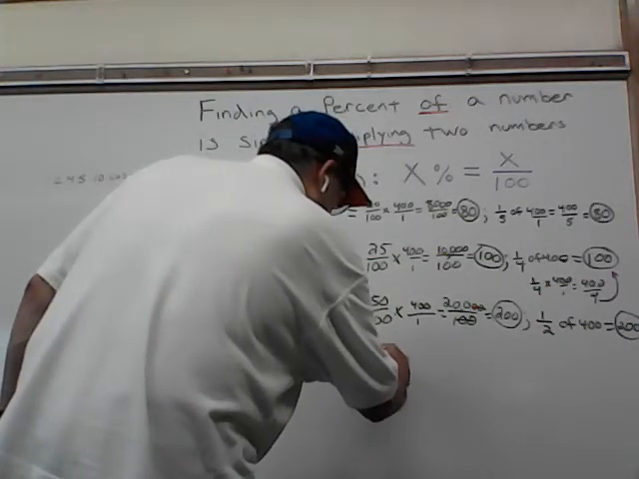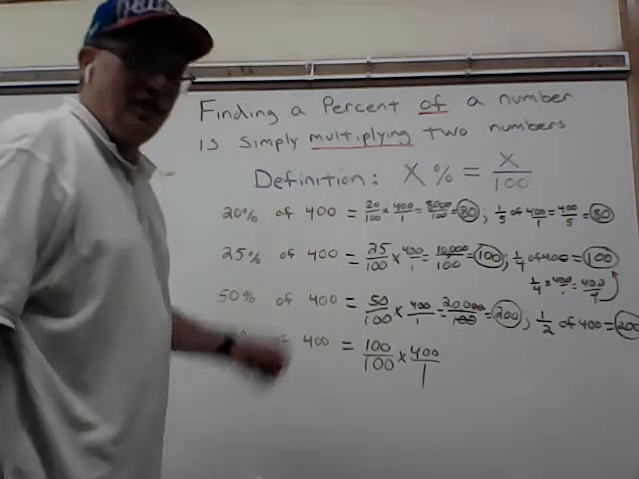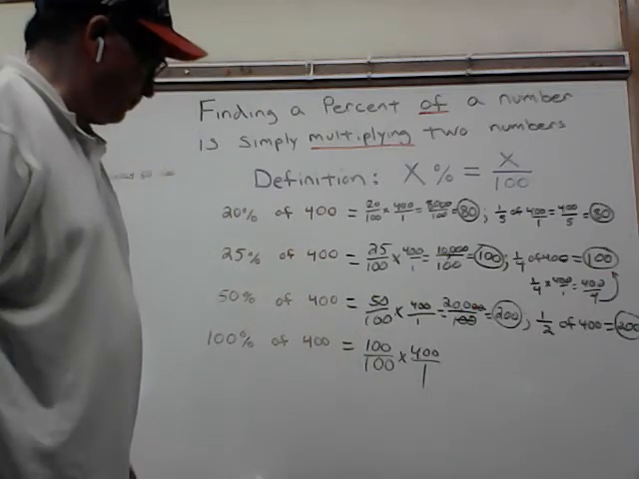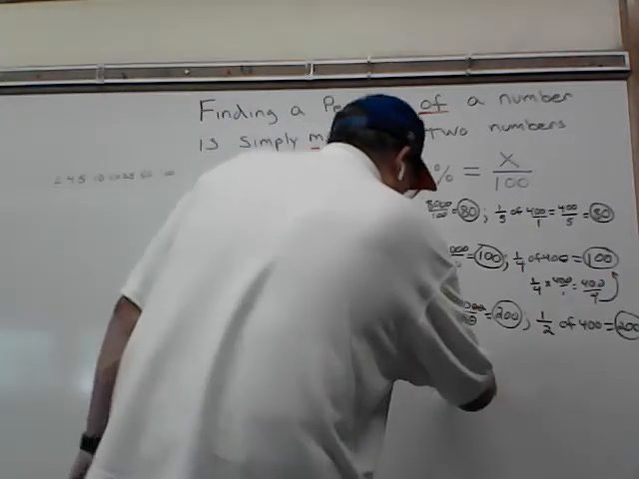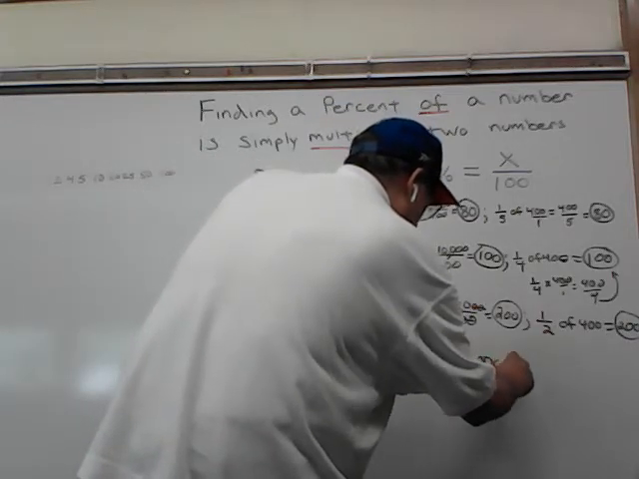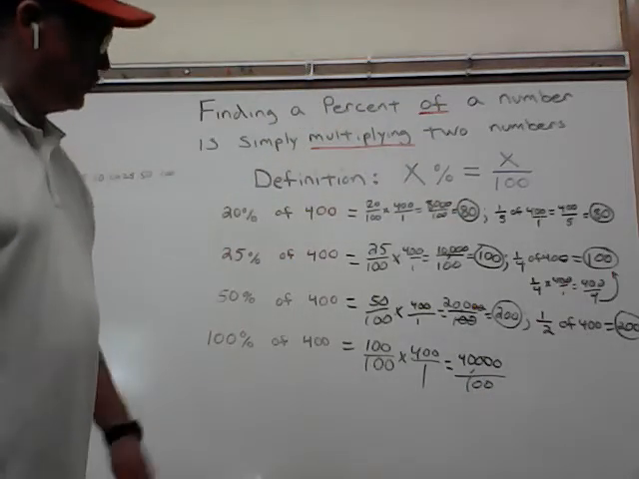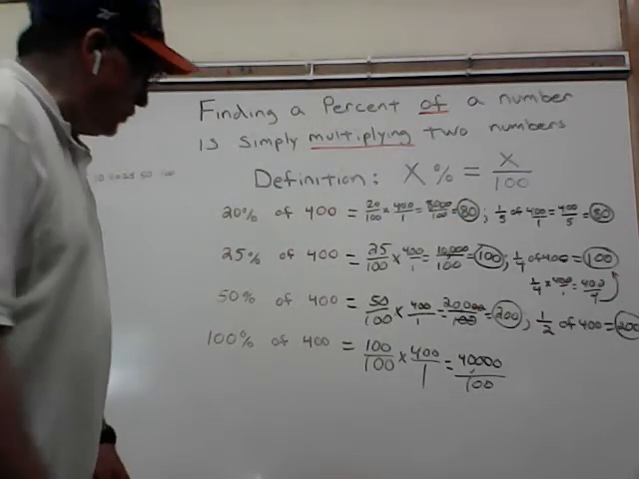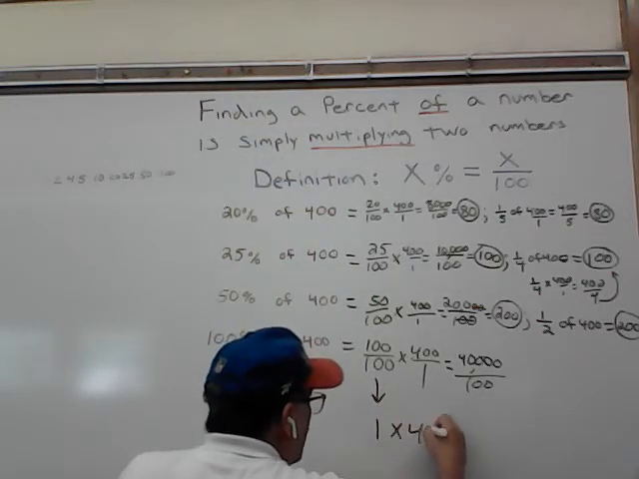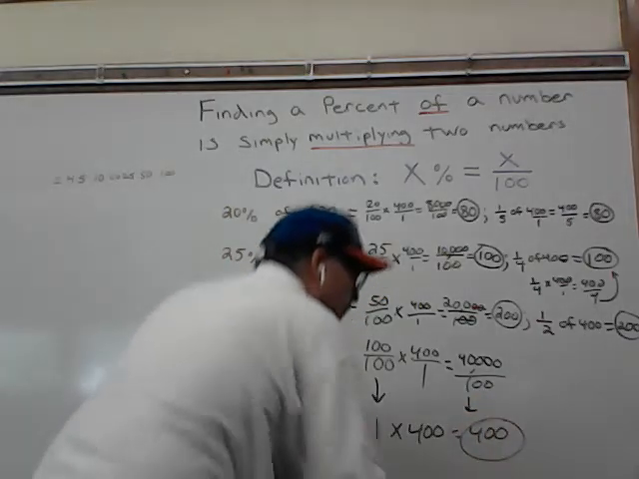Now this is really, really silly. Extremely silly. 100% is 100 over 100, times 400 over 1. A 4 with 4 zeros after it. 40,000 over 100. 40,000 divided by 100 is 400. But of course, no one's going to do that. 100 over 100 is 1. 1 times 400 is, of course, 400.